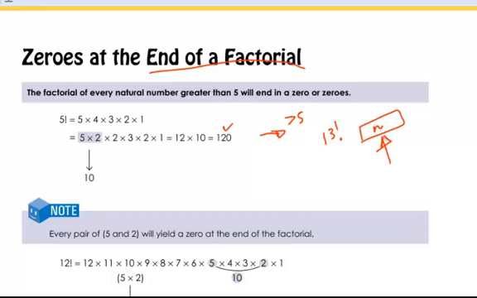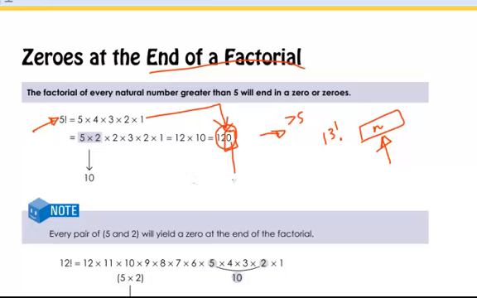So again, as we always do, let's start off from the fundamentals. Let's look at 5 factorial. What is 5 factorial? 5 into 4 into 3 into 2 into 1. And when we multiply this, we get 120. We know 5 factorial is 120, or 5 factorial ends in 1 zero. Now how do we get this 0?